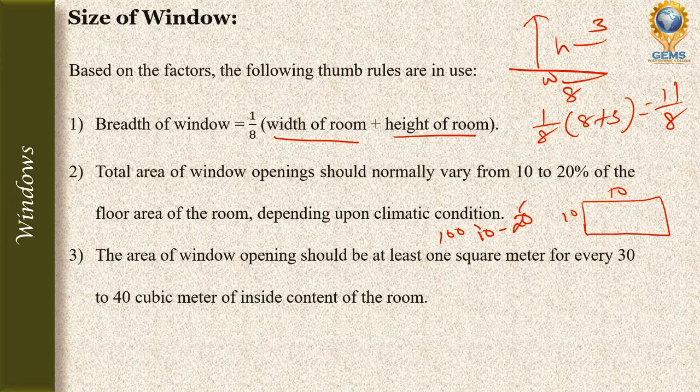The next point is, the area of window opening should be at least 1 square meter for every 30 to 40 cubic meters of the inside content of the room. So if your room is very large, you have to give a 1 square meter window opening. Your window size should be 1 square meter for every 30 cubic meters. So for every 30 meters you have to give 1 square meter of window opening area in that room.